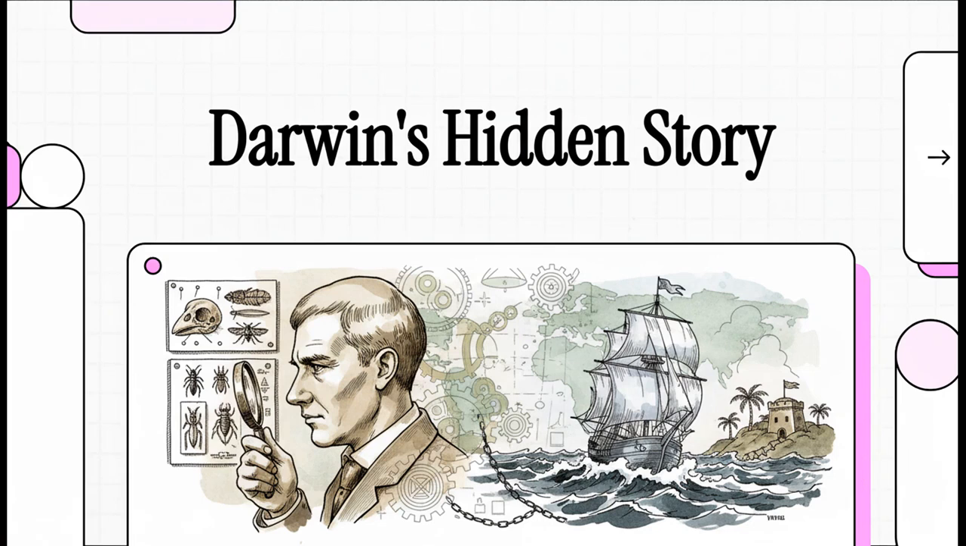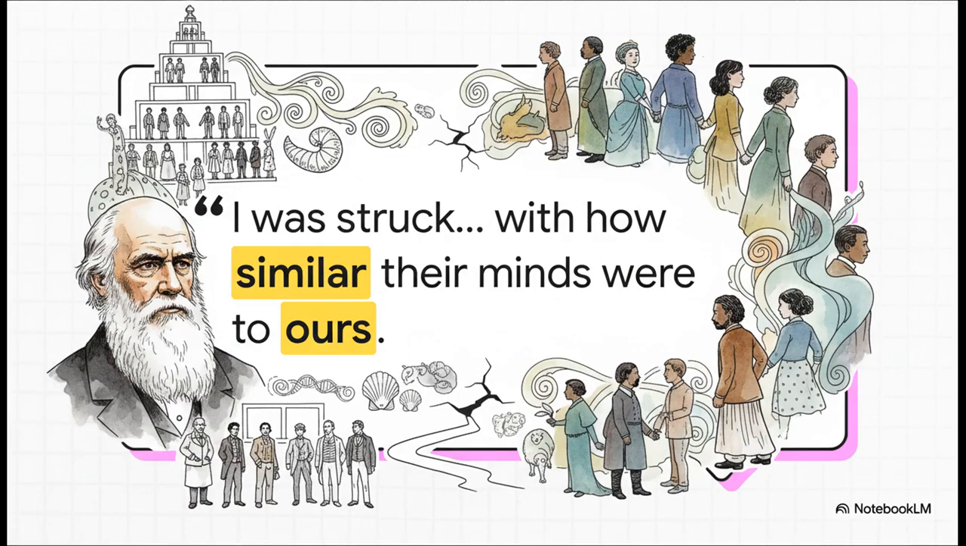All right, we're going to dive into a side of Charles Darwin you probably never learned about in school. It's a story about science, yeah, but it's also about empire and the incredible human cost of a so-called civilizing mission. So let's start with Darwin's own words. This one sentence, written late in his life, really captures the whole conflict at the heart of our story.